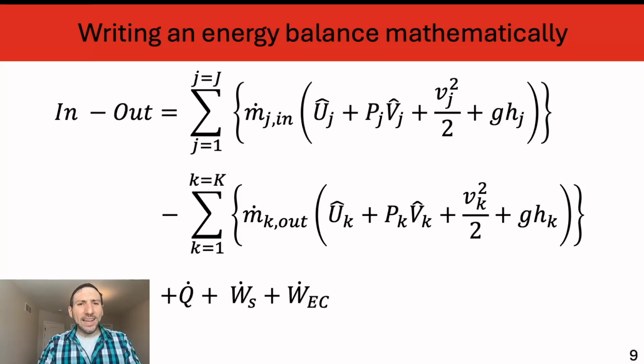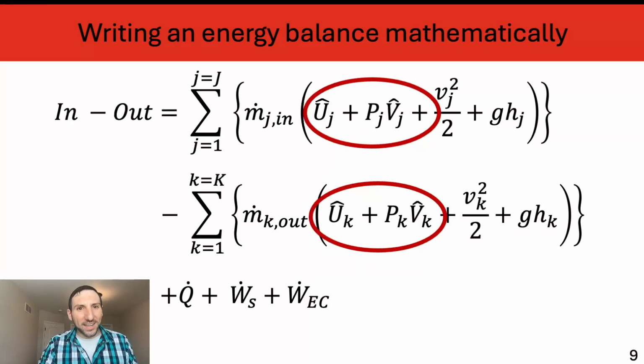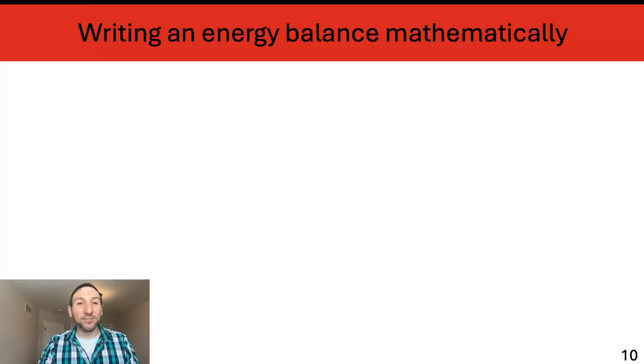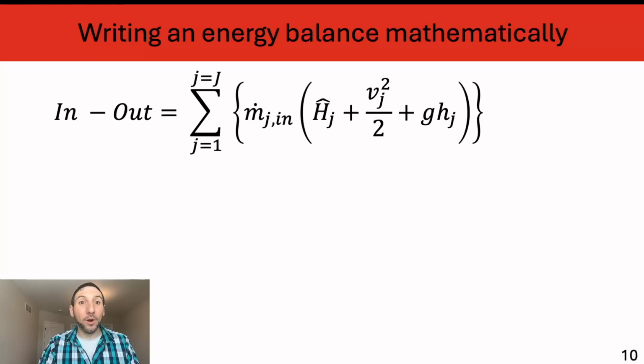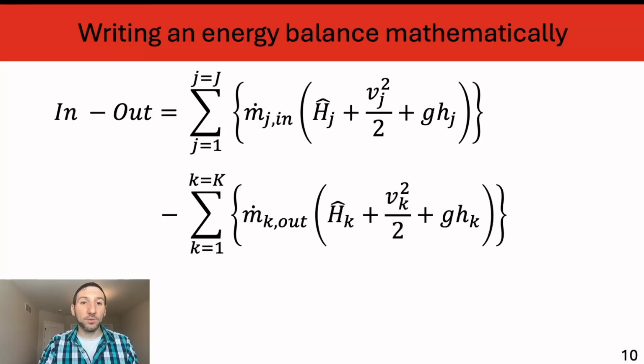Now, looking at this energy balance, you may see some similarities with something we spoke about earlier. You may notice we have internal energy plus PV. And you guessed it, we can probably change that and simplify that down a little bit further because it's enthalpy. So we can rewrite our energy balance now with an enthalpy term rather than internal energy and flow work. So we have our in minus out. It's going to equal all those inlet terms. We can subtract out our outlet terms. And again, we'll add our heat plus work.